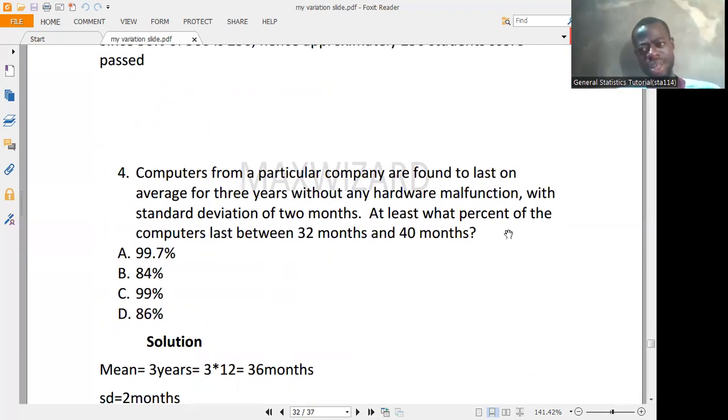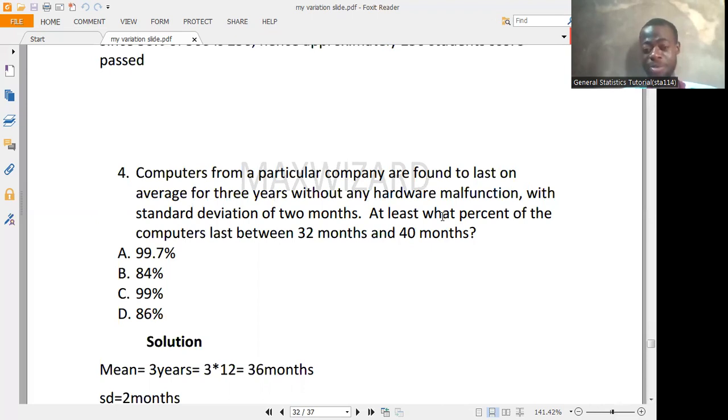Now let's take a look at another example. Another example here is: computers from a particular company are found to last on average for 3 years without any hardware malfunction, with a standard deviation of 2 months. At least what percentage of computers? In fact, without telling you, whenever you see a question talking about at least, at most, minimum, or maximum, just know this question has to deal with the Chebyshev rule.